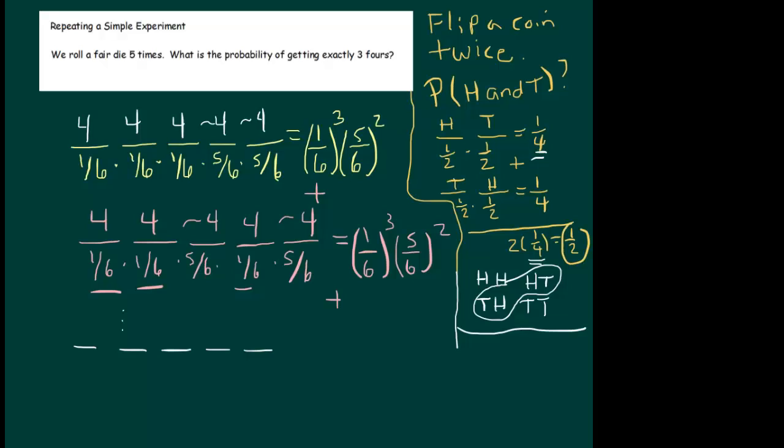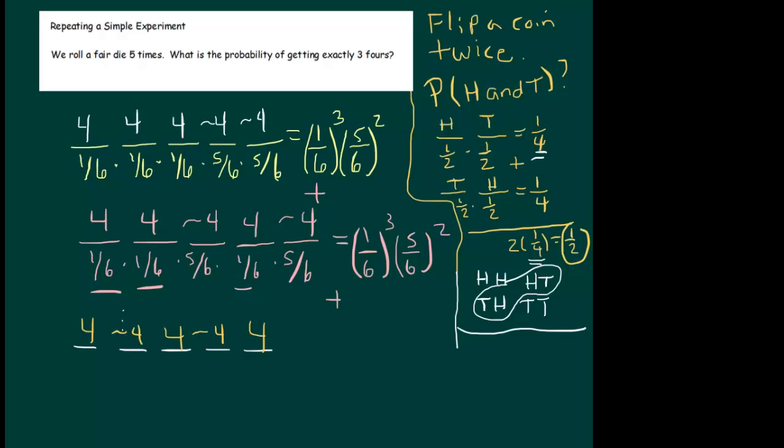So what does that amount to doing? It amounts to figuring out how many ways we can put 3 4s in these 5 slots where the other 2 slots are not 4s. So we've already done it up here twice, but another possibility is 4 here at the end and 4 in the middle, not a 4, not a 4. That's another possibility.